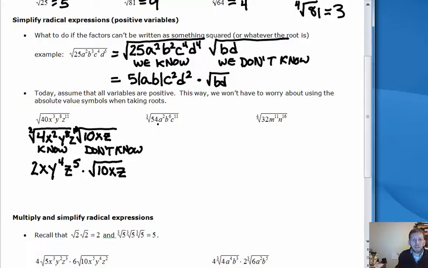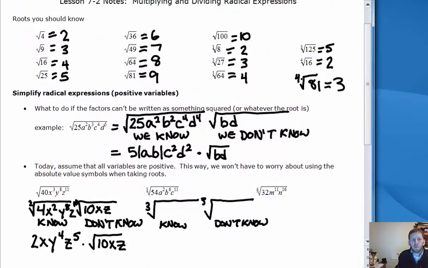For our second problem, we're taking the cube root of 54a squared b to the 6th c to the 11th. Again, we're going to break this up into a cube root we know and a cube root we don't know. The 54 I don't know the cube root of. That's not one of the cube roots I remember up here, but I do remember we can cube root 27, and 27 times 2 is equal to 54. So we'll split the 54 into a 27 and a 2.